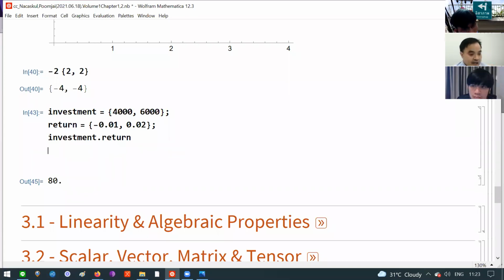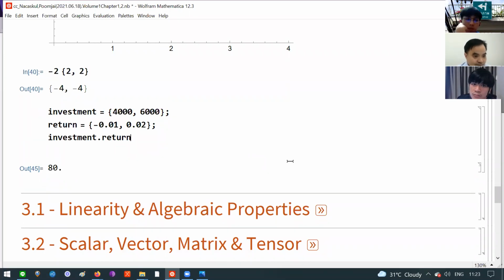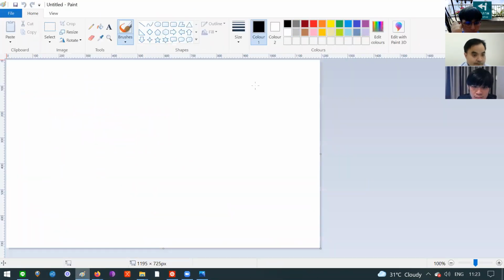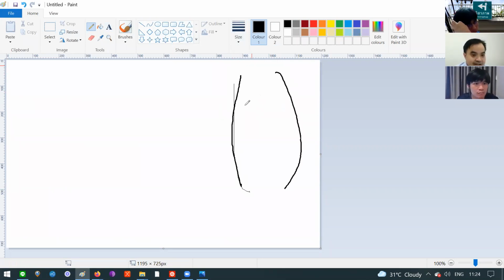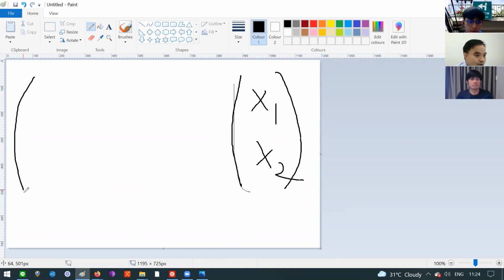Now, the convention here is the way it's written in mathematics. Okay, let me draw this. Let's make it very thick. Let's say this is my investment, x1, x2. So in math class, you see something like this. This is a vector. Now, your return is also a vector, R1 and R2.